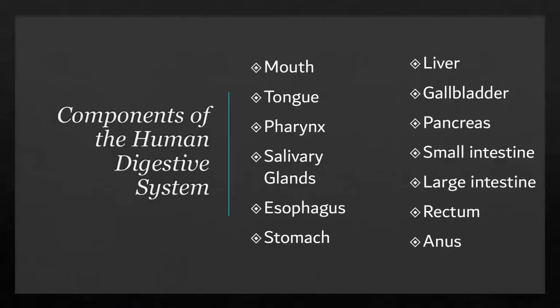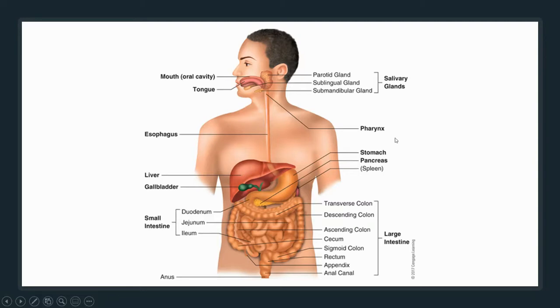The components of the human digestive system include the mouth, tongue, pharynx, salivary glands, esophagus, stomach, liver, gallbladder, pancreas, small intestine, large intestine, rectum, and anus. As can be seen on the diagram, the digestive system isn't quite as simple as the 13 components listed above. The digestive system is composed of many components that all work together to ensure that the proper nutrients end up in the correct place.